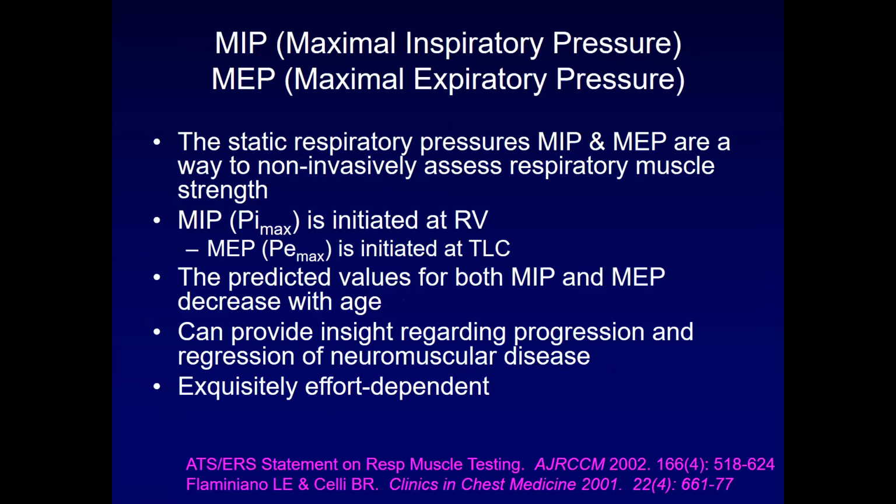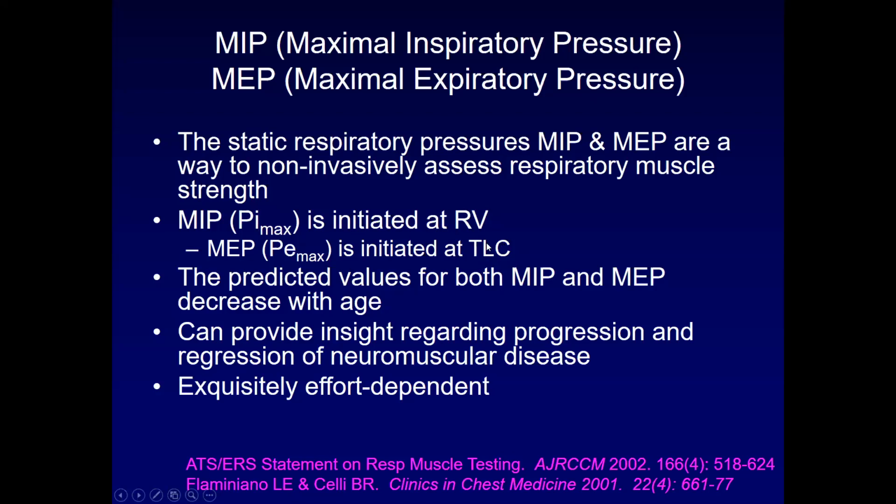So what are the respiratory muscle forces? The MIP and the MEP. These are static respiratory measurements that give you a non-invasive way of assessing respiratory muscle strength. The MIP is sometimes referred to as the PI max. The MEP is sometimes referred to as the PE max. Remember, the MIP is initiated at residual volume, so you want to have the most air available to inhale to generate the largest force possible. And for the MEP, you want to generate the largest force possible when your lung is completely filled.